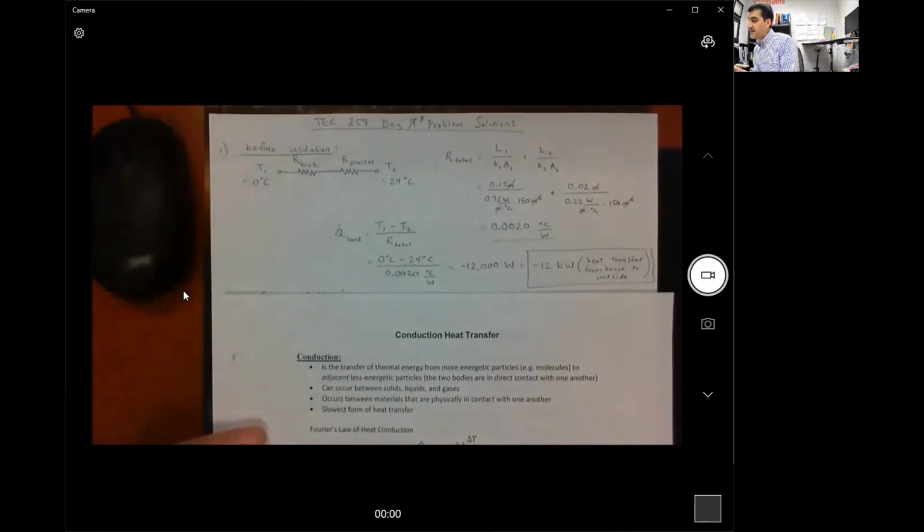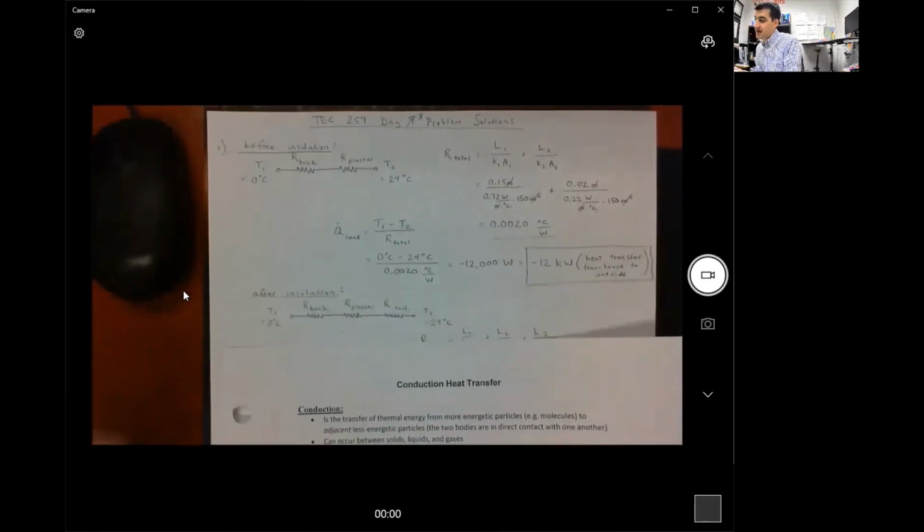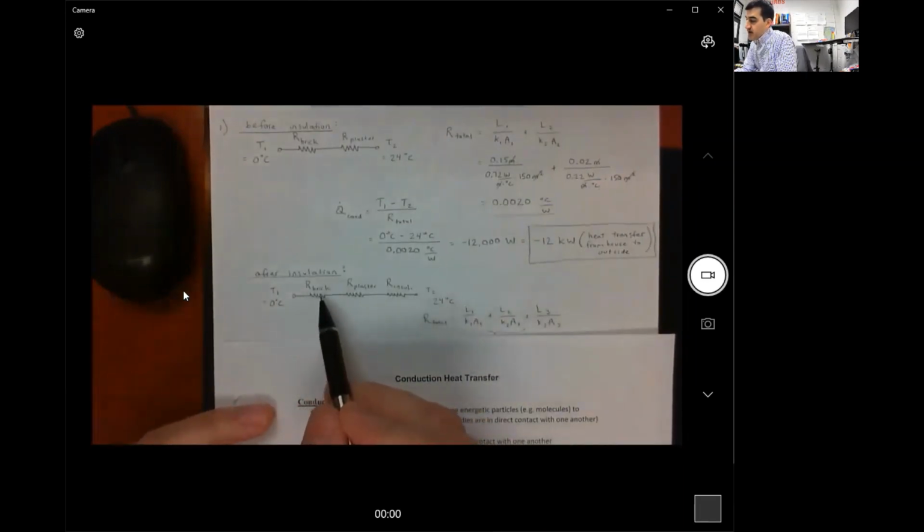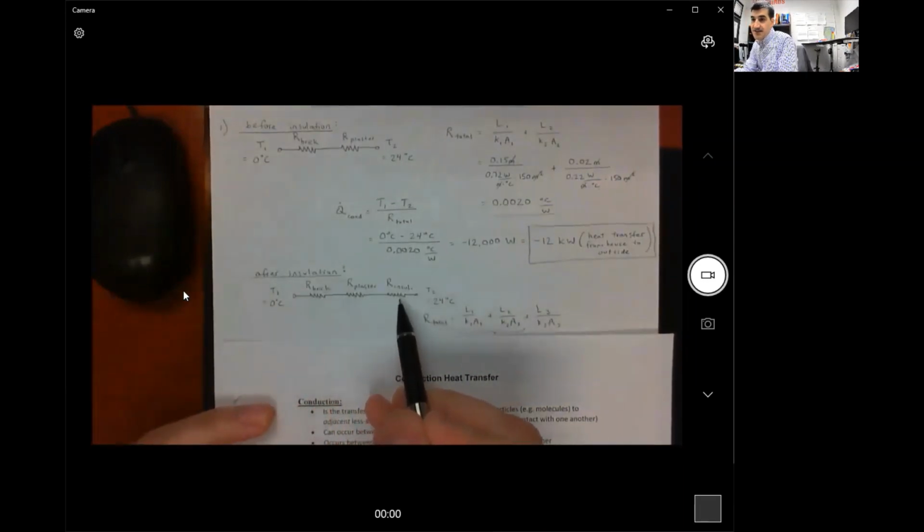Now, in part B, it says, what if we added a layer of insulation? So if we add that insulation around the entire exterior wall of the house, we just have another thermal resistance, and it's in series. So now the heat has to go through not just the brick and the plaster, but also the insulation.